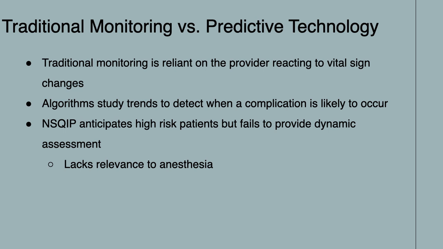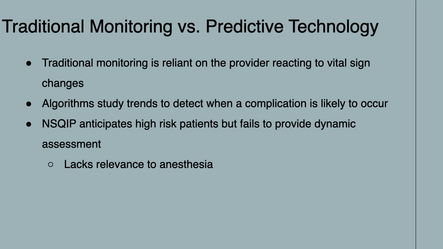Traditional monitoring versus predictive technology. So predictive analytics support proactive interventions instead of reactive responses. So traditional monitoring relies on the provider reacting to changes in vital signs after the problem has occurred. This is clinically significant because even short durations of hypoxia and hypotension can increase post-operative complications and delay recovery.